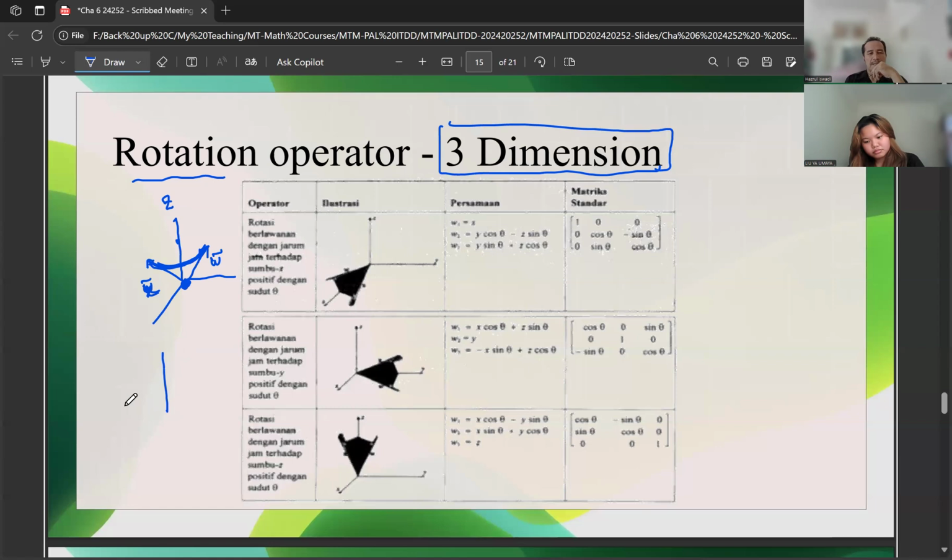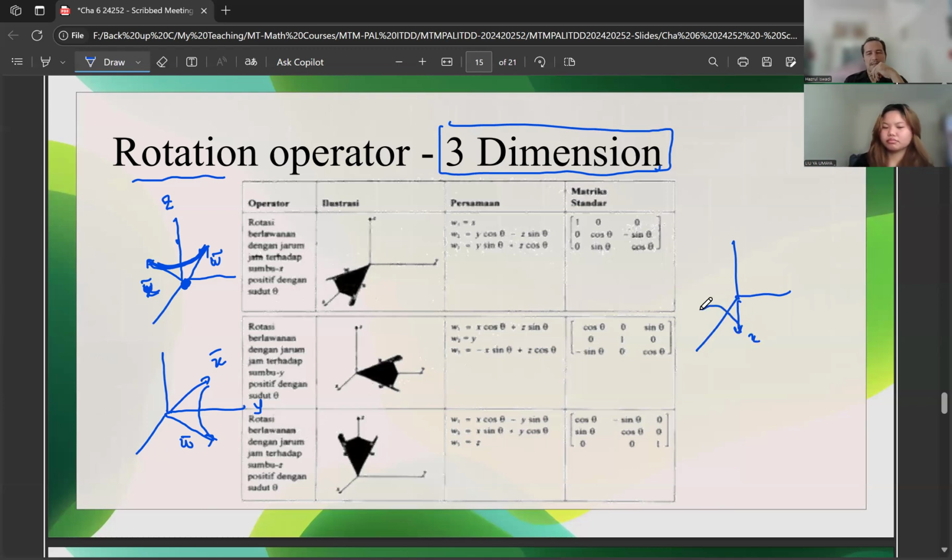So we can rotate by using the y-axis. For example, this is x here, and this is y. So we rotate the vector to become w. And for the x-axis, it means that we have this is x, and then we rotate about the x-axis, and this is the w vector. So this is how to rotate vectors in three dimensions.